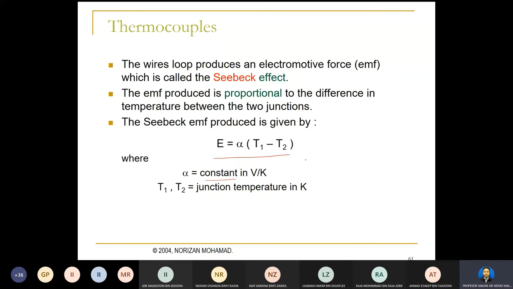So when we multiply, alpha will be in volts per Kelvin, and then multiplied by Kelvin, so the Kelvin cancels out. That is why the Seebeck EMF is in volts. The unit for the Seebeck EMF is the volt, so the Kelvin cancels out, and this EMF is in volts, in voltage.